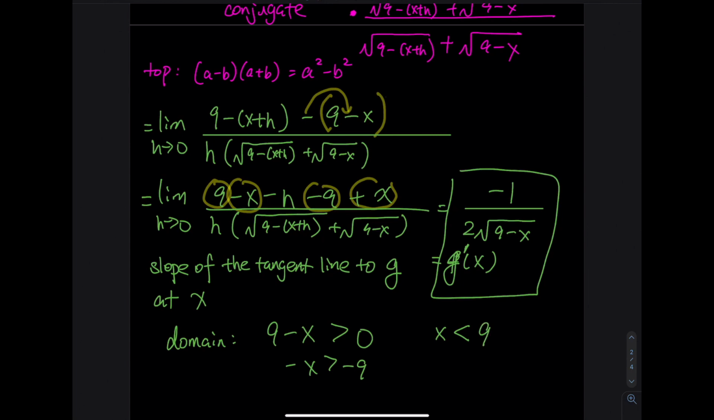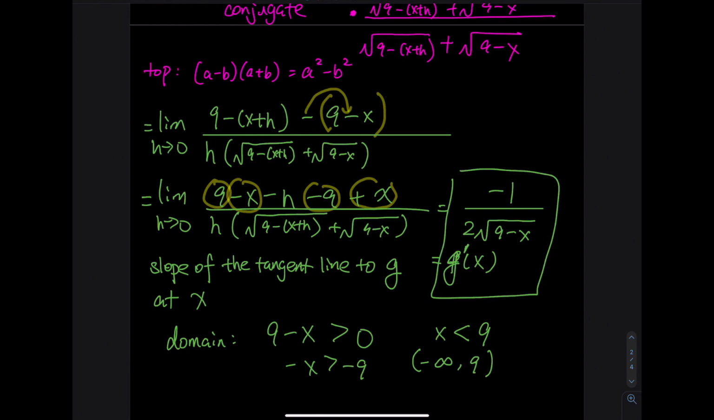So that is your domain using an interval that will be negative infinity to 9. This will be a parenthesis. You are not allowed to pick 9. If you use a square bracket, then you can pick 9.